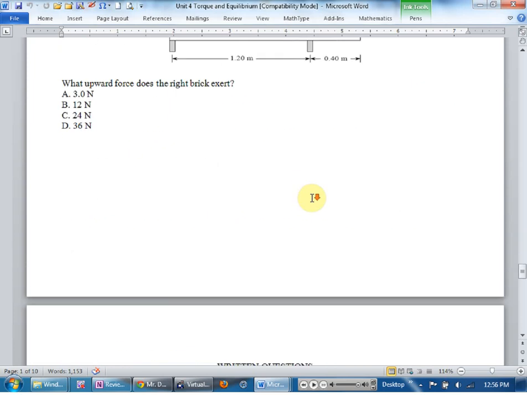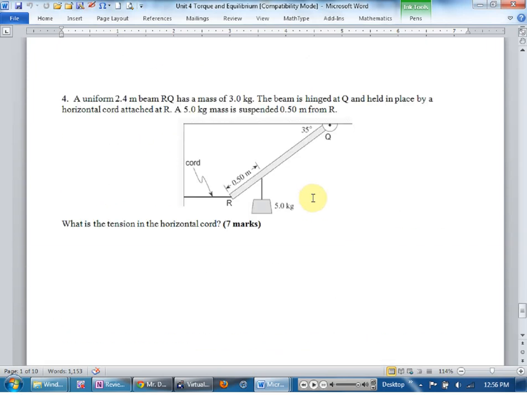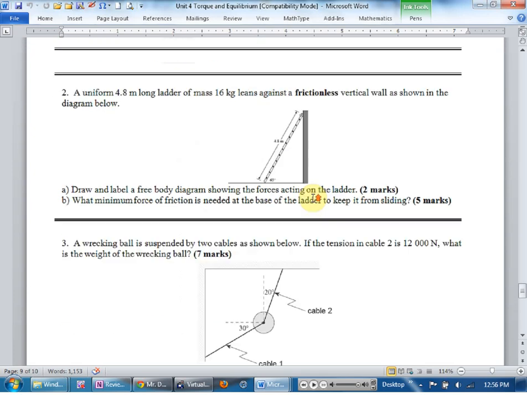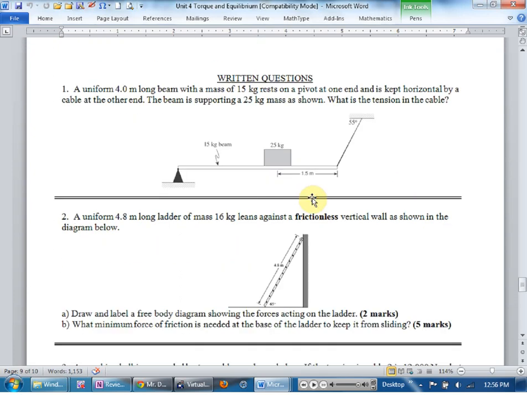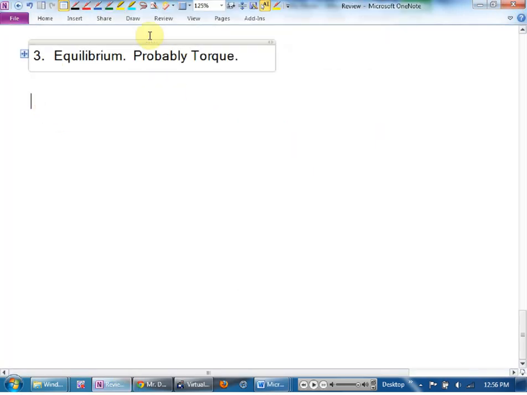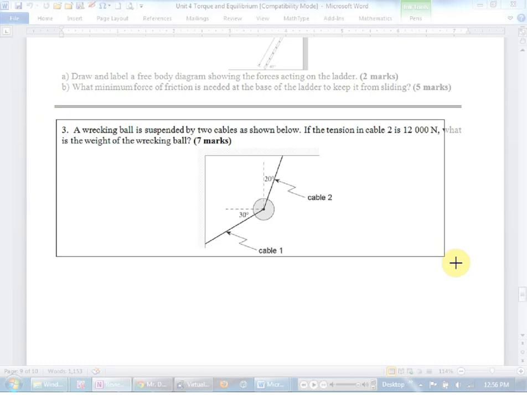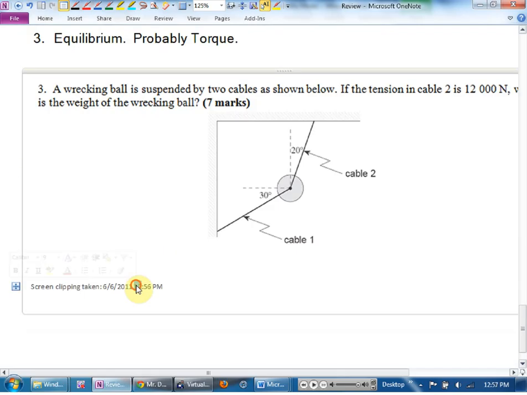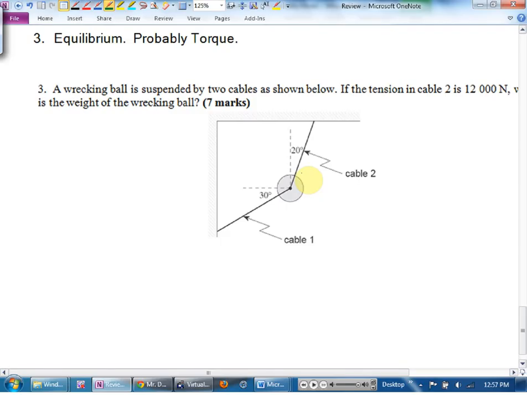So there were two types of equilibrium questions. There was one like this, and a question like this: is there a beam? Nope. So you would say, use forces. What are the forces acting on this? Get the obvious ones. And then we have tension 1 and tension 2.